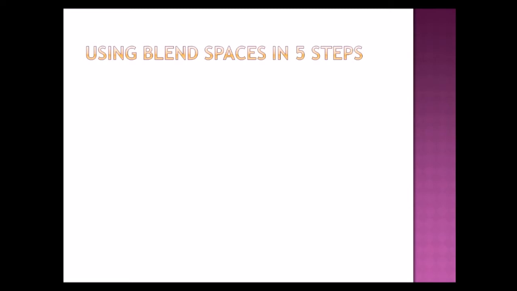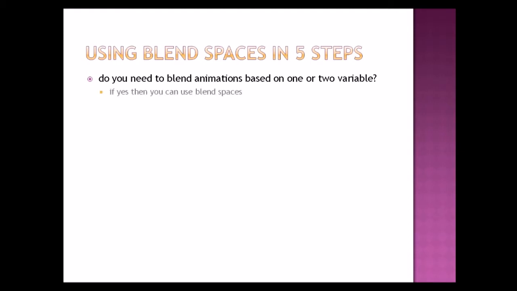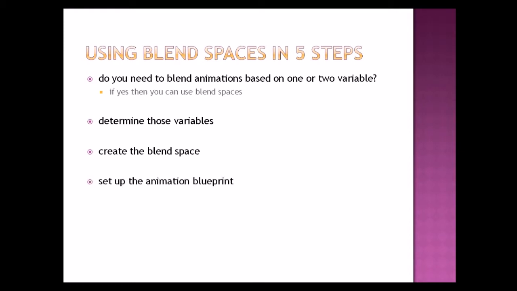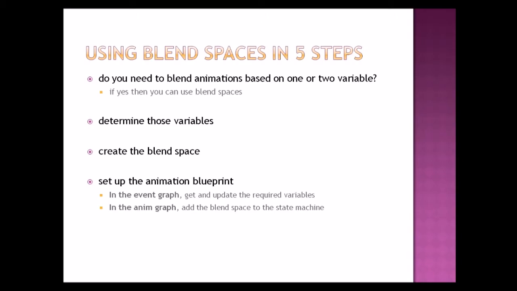So here is a summary of how we can do this in 5 steps, and then we'll implement this. Step 1. You need to ask yourself, do you need to blend animations based on one or two variables? If yes, then a blend space is a tool you can use. Then you need to determine those variables. Then you need to create the blend space for step 3. Step 4 is to set up the animation blueprint. Step 4A is to go to the event graph and get and update the required variables that you determined in step 2. And step 4B is to go to animation graph and add the blend space to your state machine. Now let's put this knowledge to use and see how it will work.